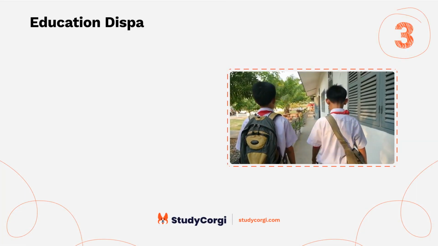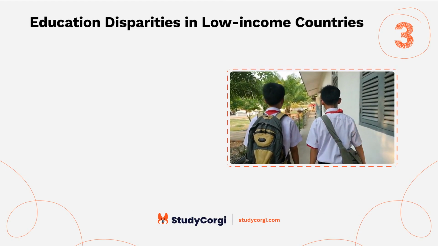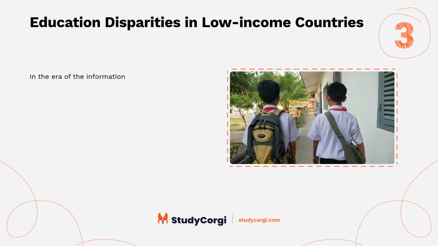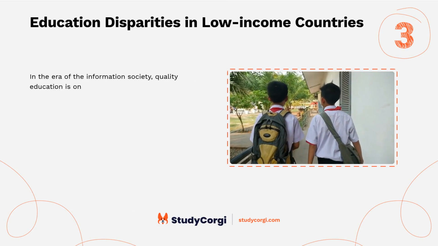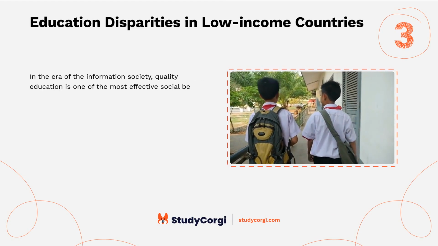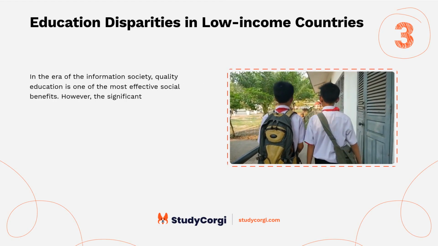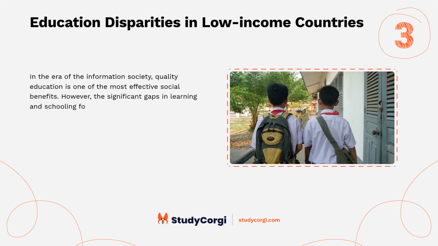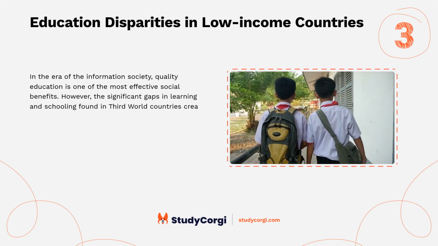Education disparities in low-income countries. In the era of the information society, quality education is one of the most effective social benefits. However, the significant gaps in learning and schooling found in third-world countries create a vicious cycle of poverty.